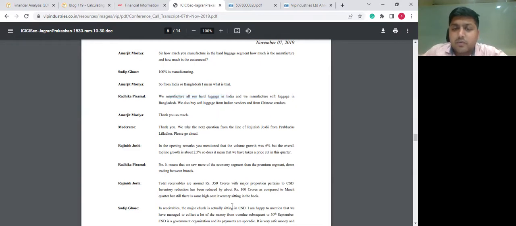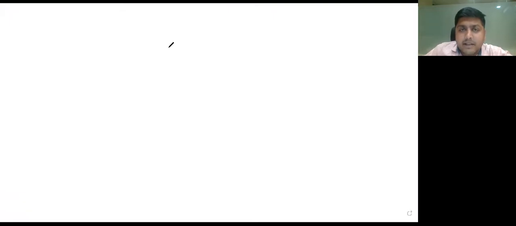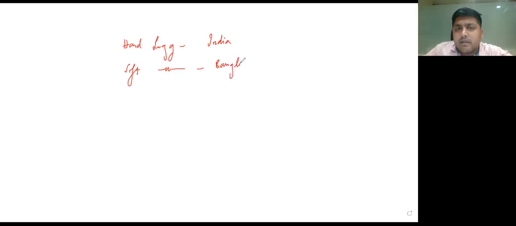So when you are referring to VIP standalone financial statements, if I were to use a whiteboard, we know that the company was amply clear in their con call to mention that hard luggage is manufactured only in India and soft luggage only in Bangladesh, right? And for everyone's benefit, VIP has a total of 5 subsidiaries. 4 subsidiaries are based out of Bangladesh, and 1 subsidiary, Blowplast Limited, is based out of India.